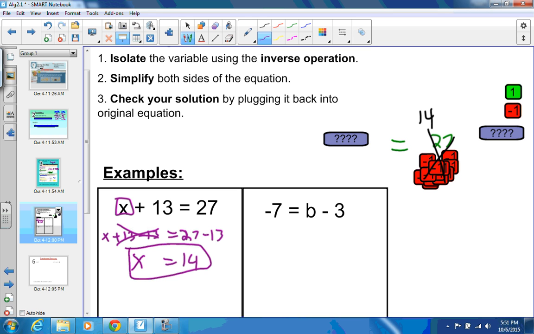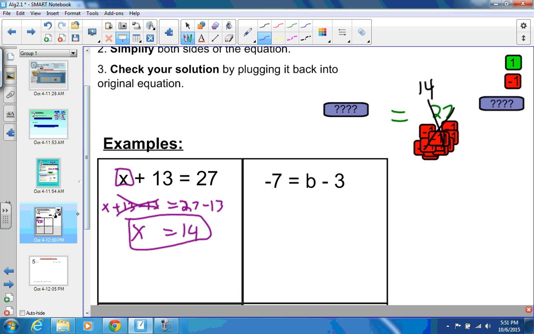And how do you check that? Because it says simplify both sides like we did there. But then we need to check it. So let's plug it back into the original equation. So I'm going to check it in red here. So x is 14. So let's plug that back in there.